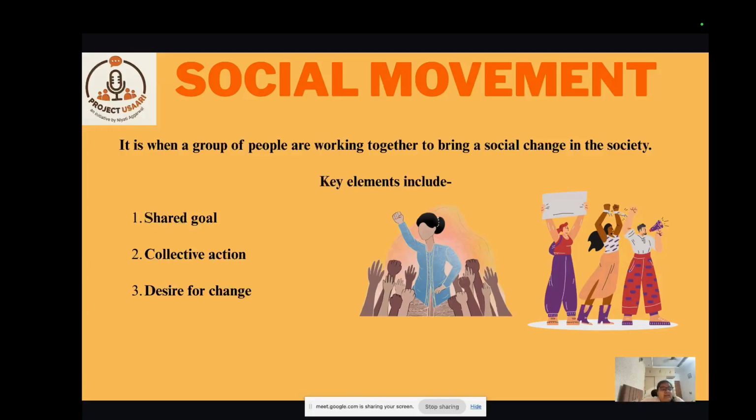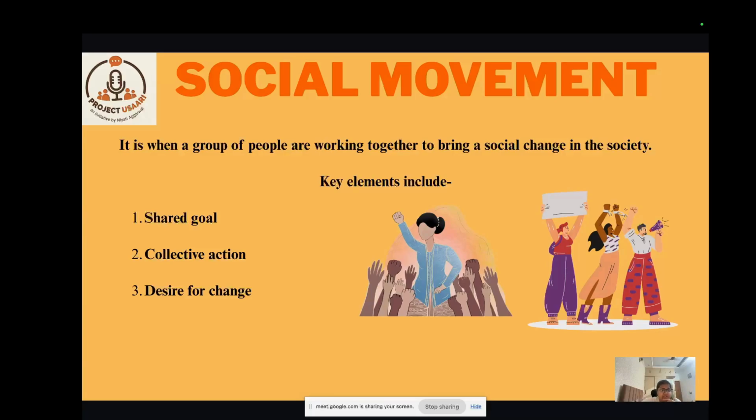Secondly, collective action is an element of a social movement. That is to say, a social movement at its core means that the change must come from a collective community or group, so that everyone must work together harmoniously.